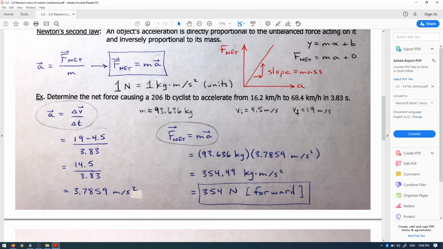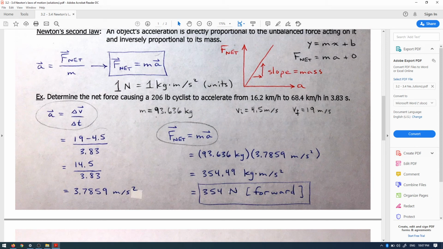And you need the acceleration. How do you get the acceleration? Well, you've got initial velocity, a final velocity, and a time, delta t. So I can plug that information in to get the acceleration on the bottom left here. And once I have that, I can actually determine the net force. And after calculating, I end up getting 354 newtons forward.